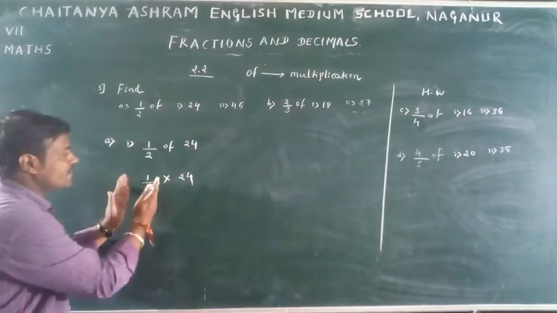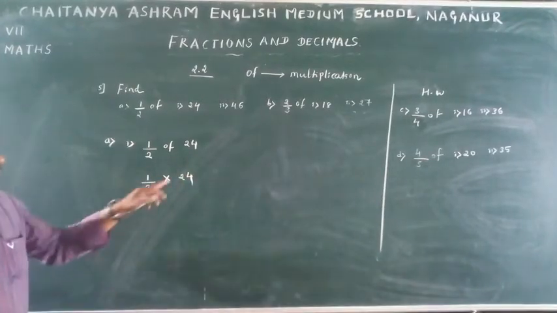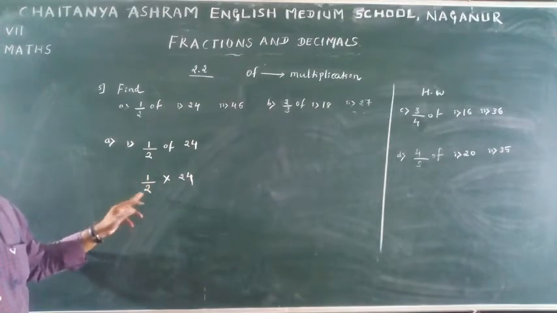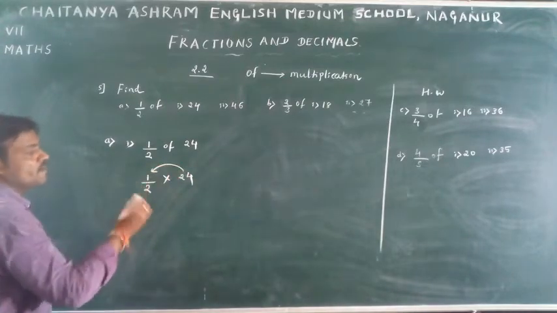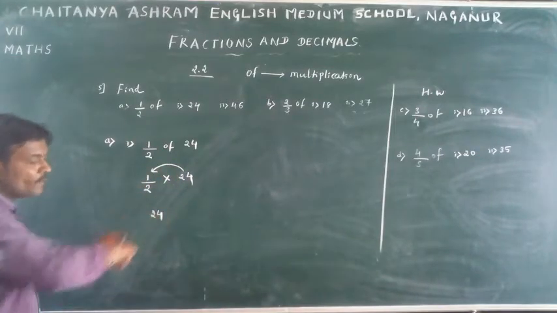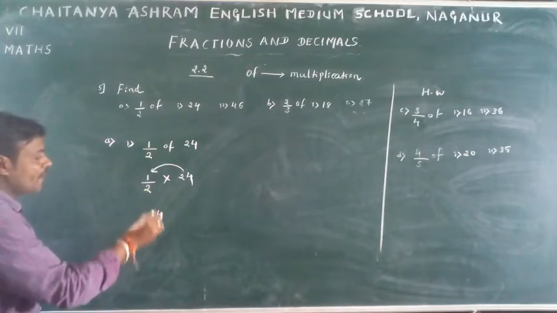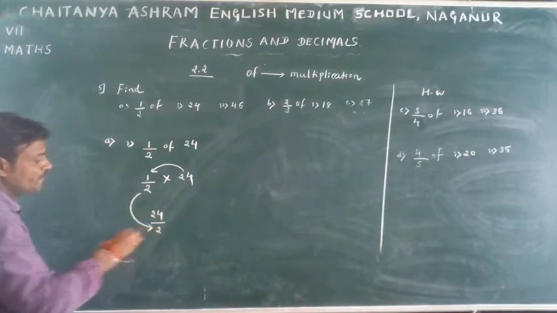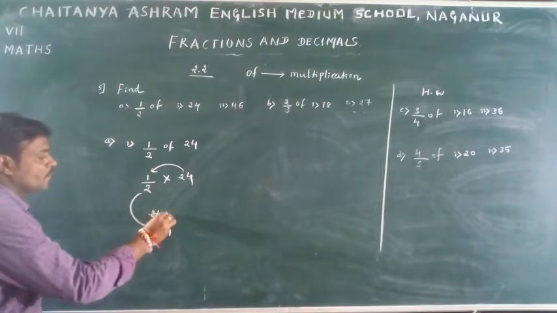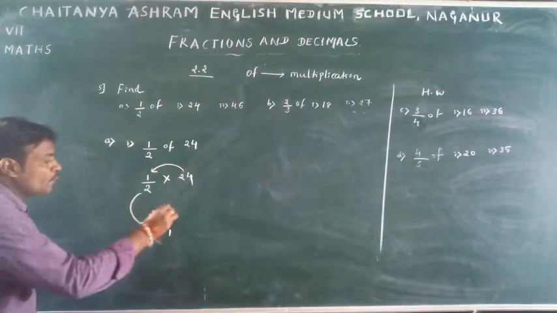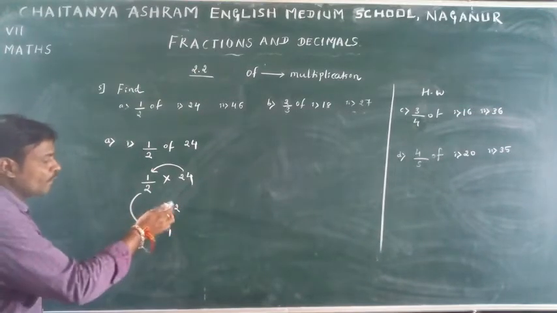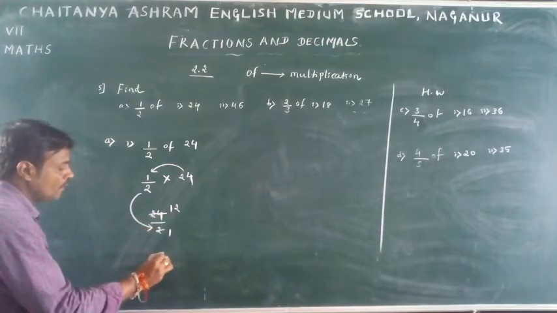To multiply a fraction by a whole number, multiply that whole number with the numerator of the fraction, keeping the denominator as it is. That is 24 into 1, or 1 into 24, 24, keeping the denominator as it is. Write this denominator as it is. Then simplify. 2 ones are 2, 2 twos are 4, so 12 divided by 1 means 12.